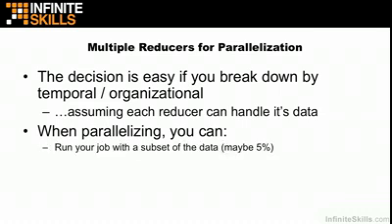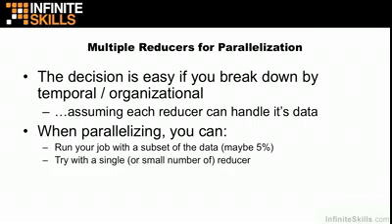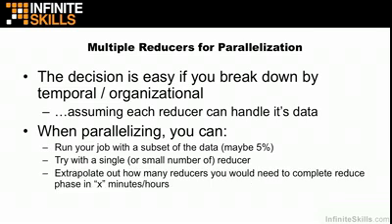The first time that you run your job, you should simply run it with a subset of the data, maybe 5 or 10%. Try it with a single reducer or a small number of reducers and see what the output is. You can extrapolate out how many reducers you would need to complete the reduce function in a given number of minutes or hours then, and then you try it and adjust. Your first job with that subset of the data can give you a kind of back-of-the-napkin estimation of how many reducers you'll need, and then you simply need to put that estimation into action and see if your reduce function does complete when you expect.